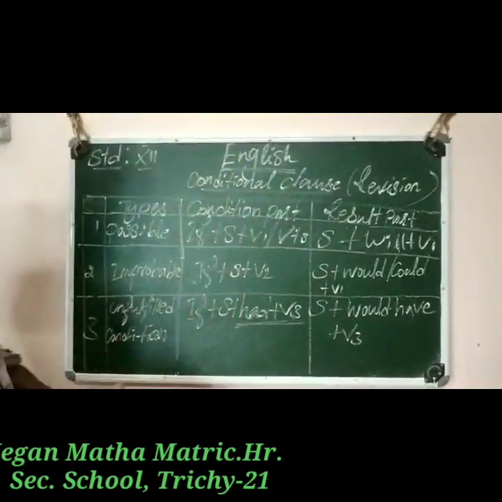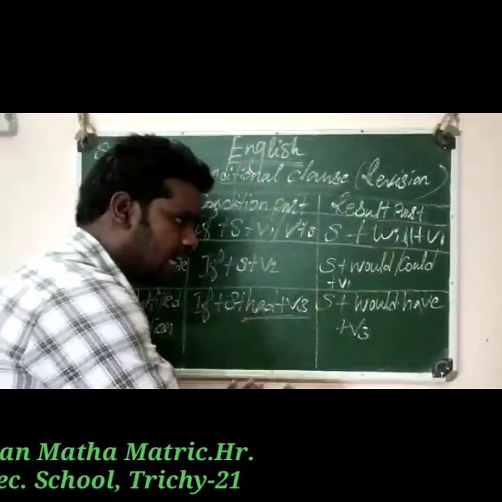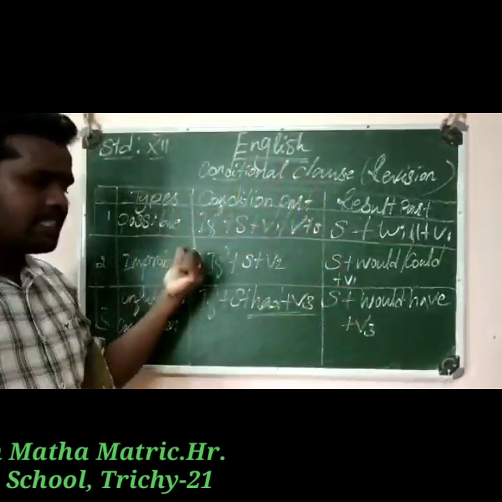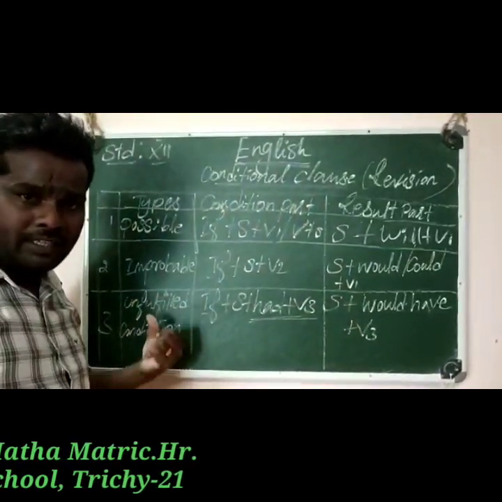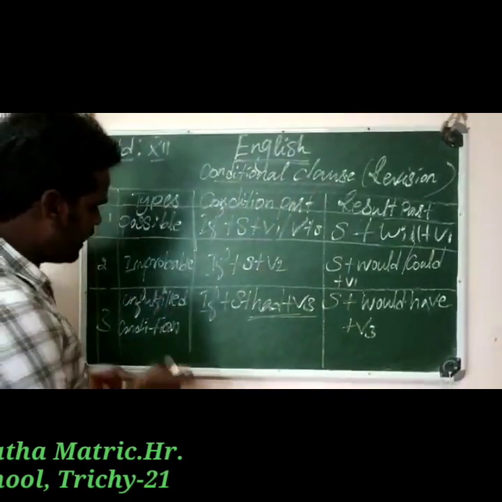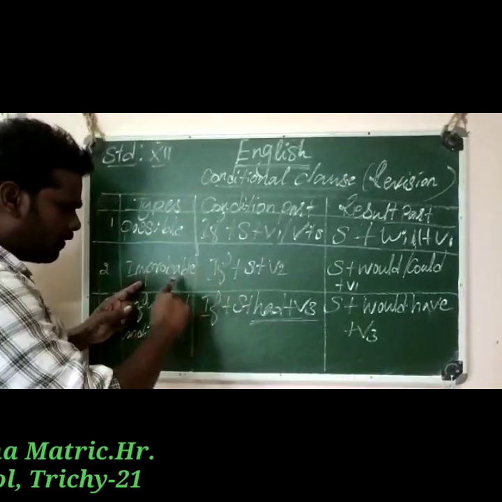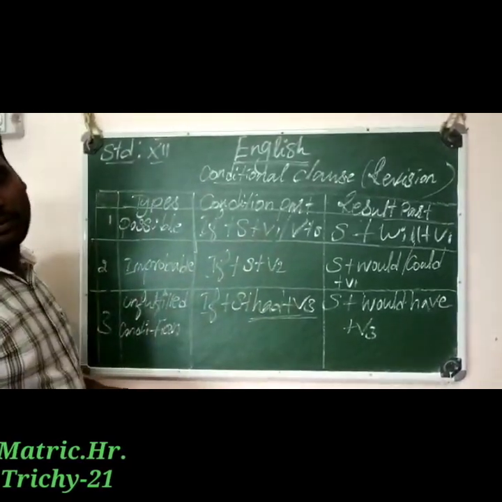So again I repeat, the tabular column is very very important. Once you learn the tabular column, we can easily make the sentences of the first type, second type, third type: possible, improbable, unfulfilled condition. I forgot to say that for the improbable we can use two types. One is improbable, otherwise impossible. Another one is imaginary situation.